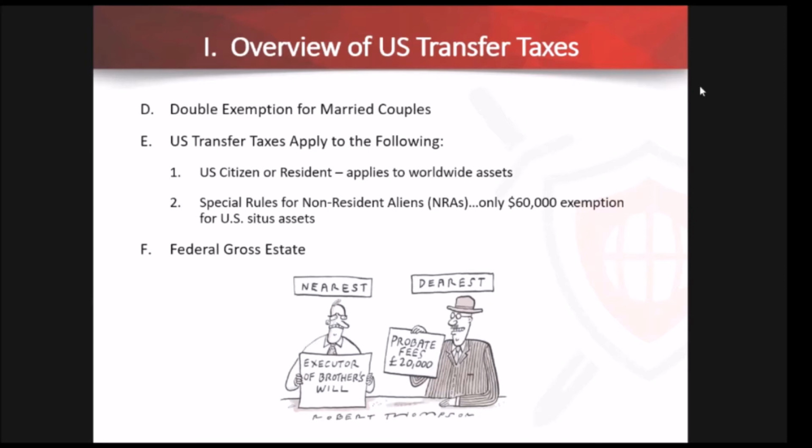Now, who does it apply to? As I think we kind of discussed before, if you're a U.S. resident, it applies to your worldwide assets. That's for all transferred taxes, and it's based on the idea of domicile, your physical presence and intent to remain. It's different than income taxes. This is for the individual who it applies to when they die.